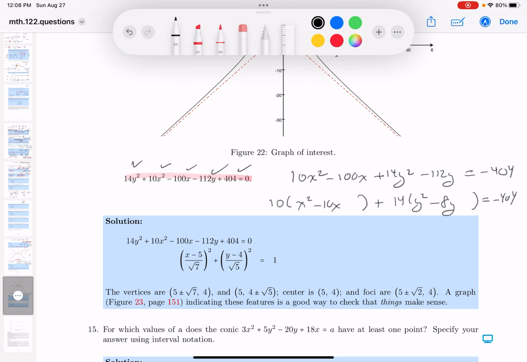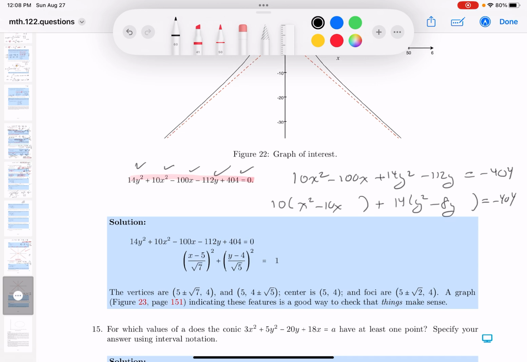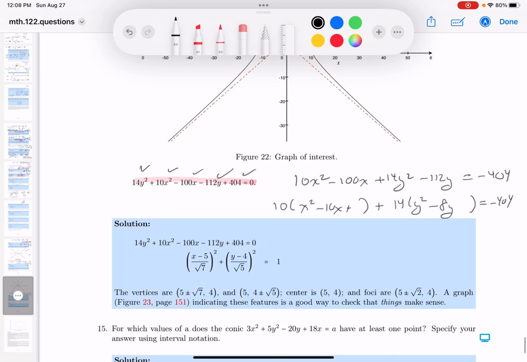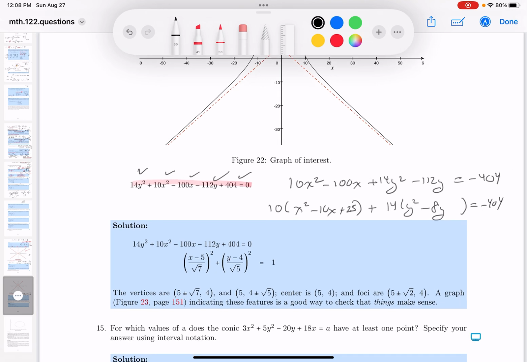Let me just check it. You get 10x squared minus 100x. That looks good. 14y squared, 14 times 8 is 80 and 32, which is 112. Let's complete the square. Half of minus 10 is minus 5. Square is 25. 10 times 25 is 250.